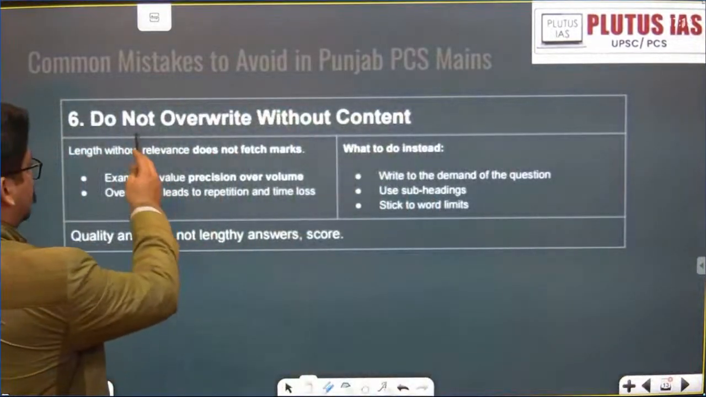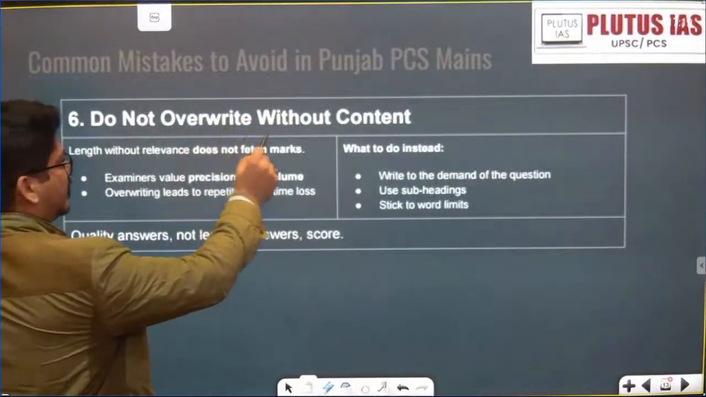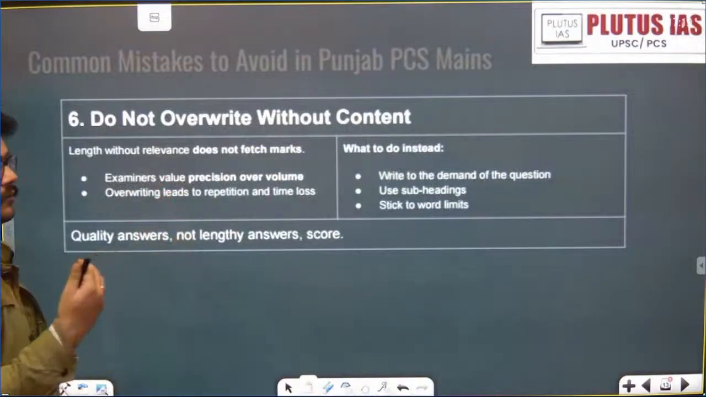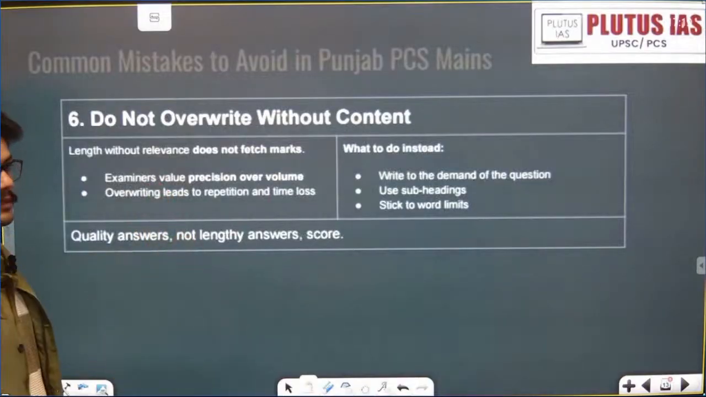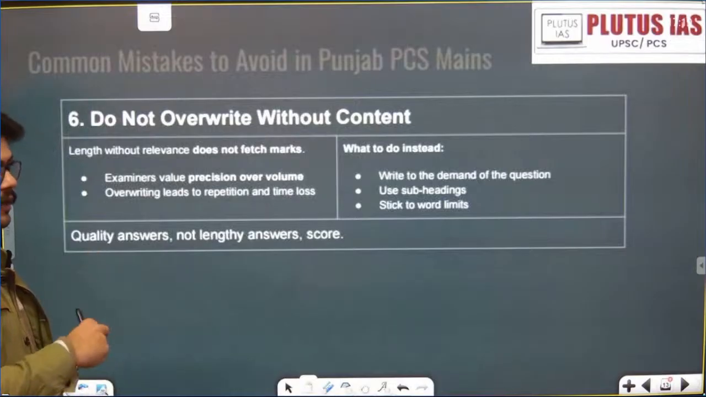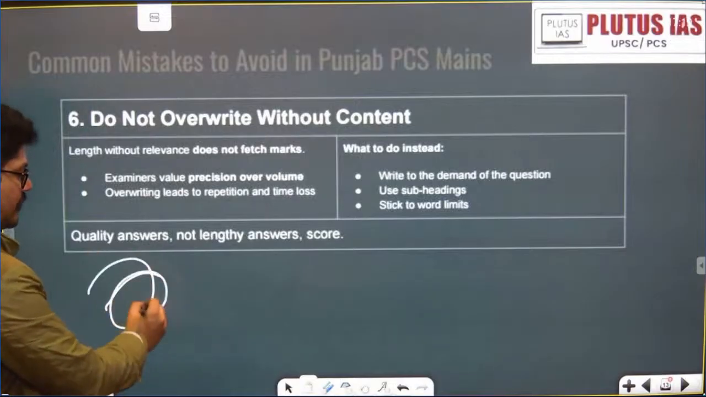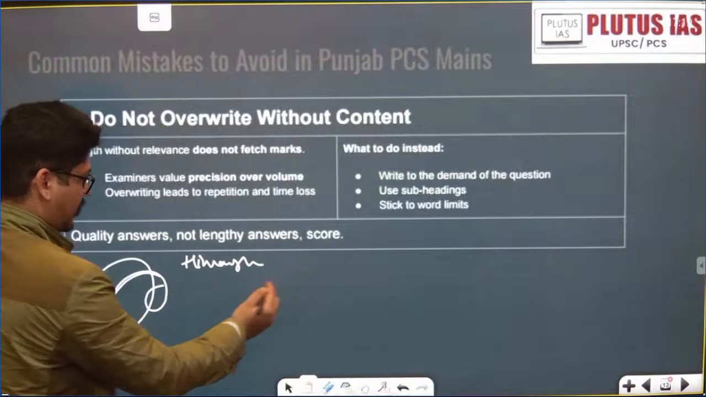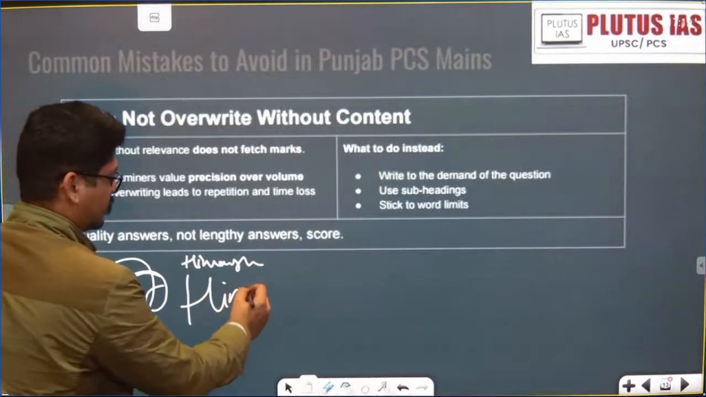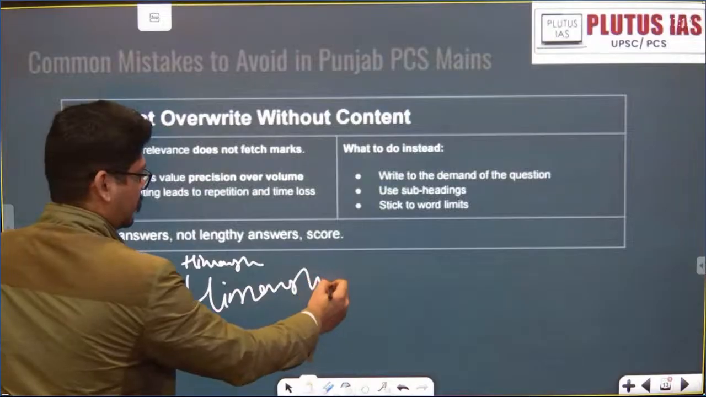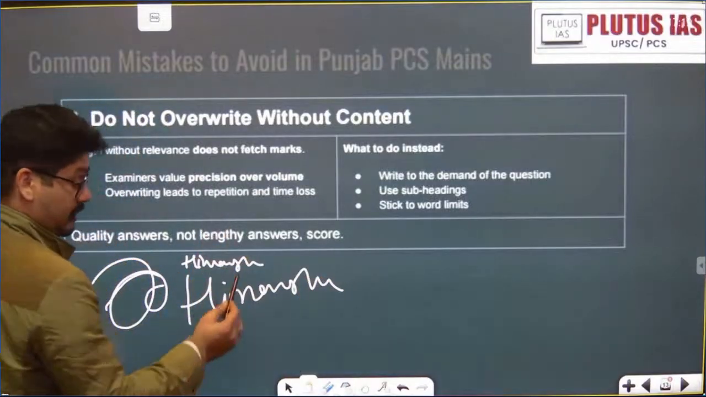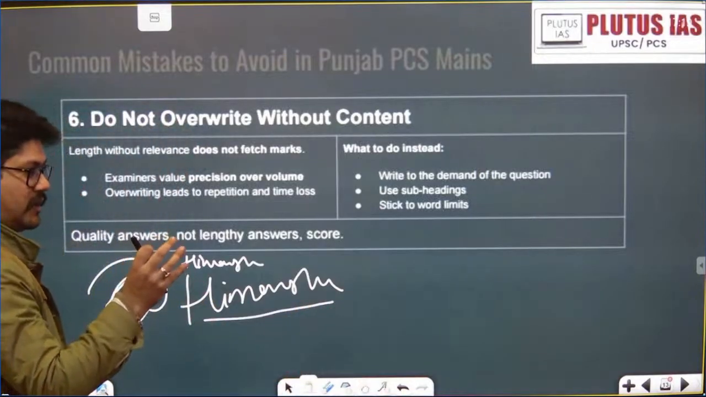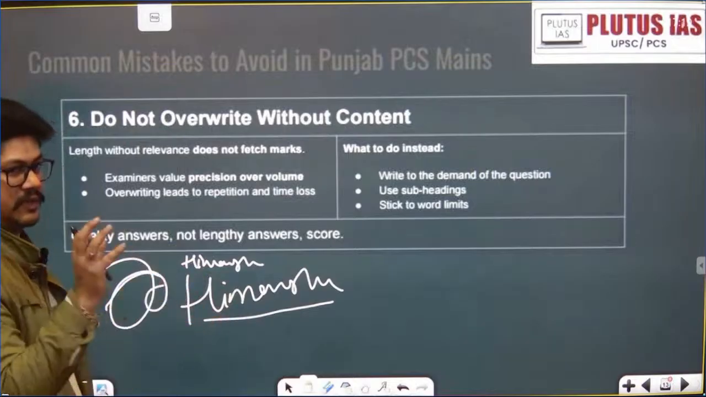Okay. Do not overwrite without content. It means do not run behind lengthy answers. Make them crisp, make them short. Maybe increase the font size of what you are writing. For example, if I'm writing this, he will understand what is written. But even if I'm writing this, he will also understand. This will not even help you fill up the sheet. But in this case, you have to be very crisp. If you are reducing your number of words, you have to be very crisp. And this will come with practice, right?